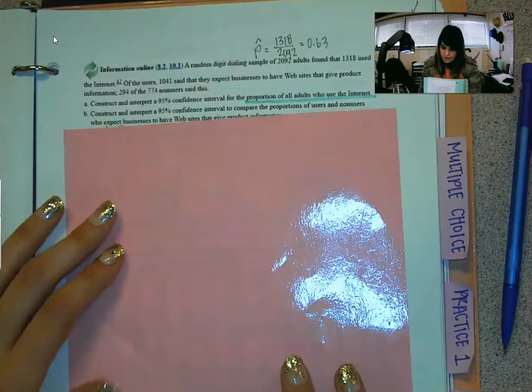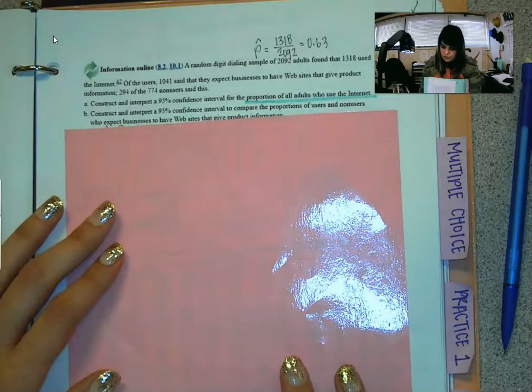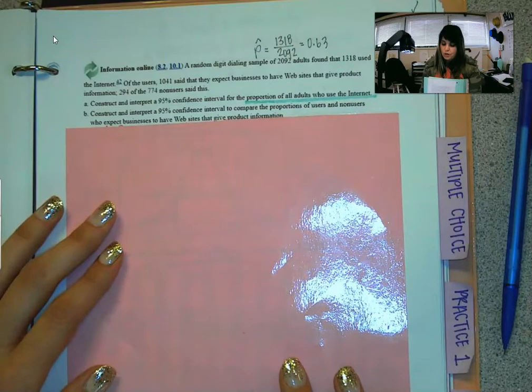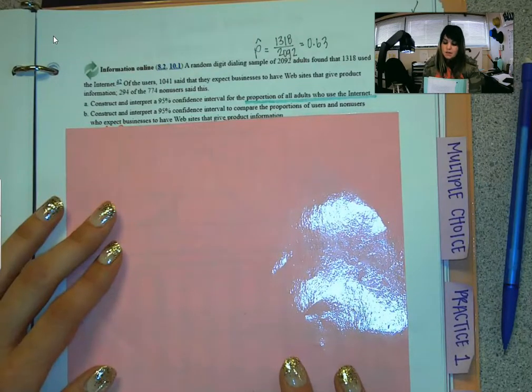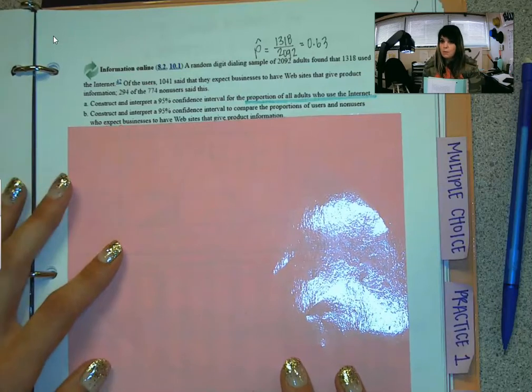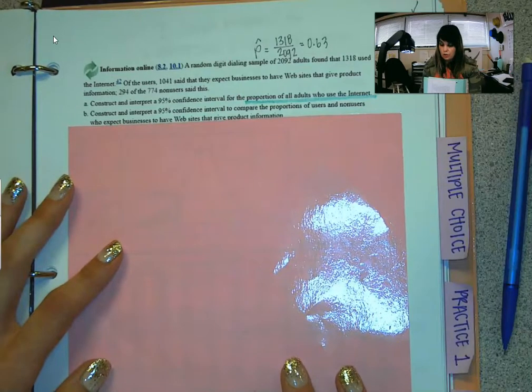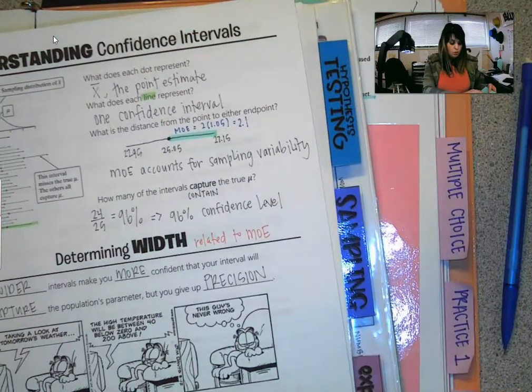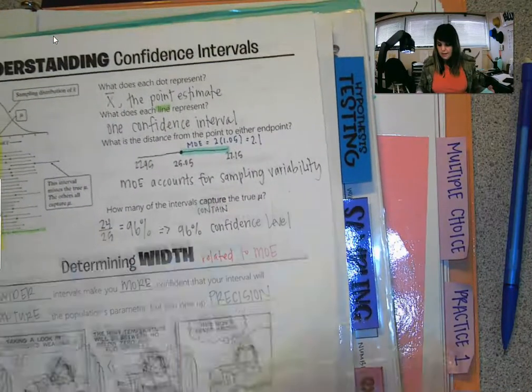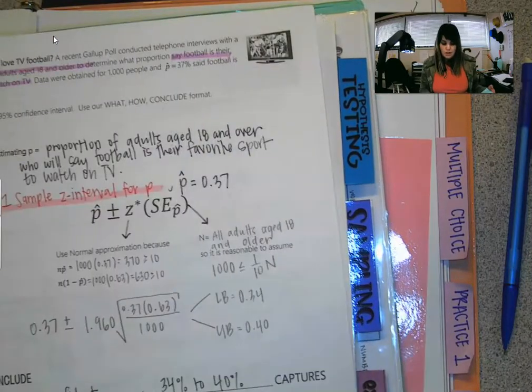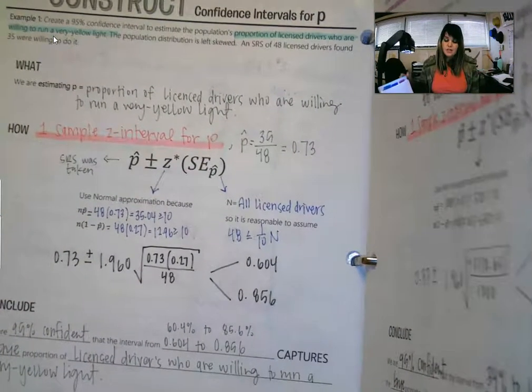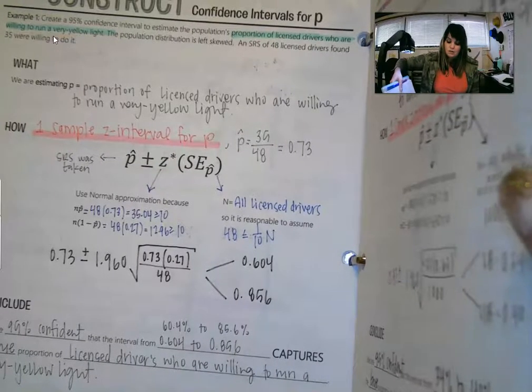Okay, construct a 95% interval for the proportion of all adults who use the internet. This is very straightforward. Remember to check your conditions. So go to your confidence intervals unit, the bright green tab, and go to construct confidence intervals for P. That's page 612, and do everything that you see on this page.